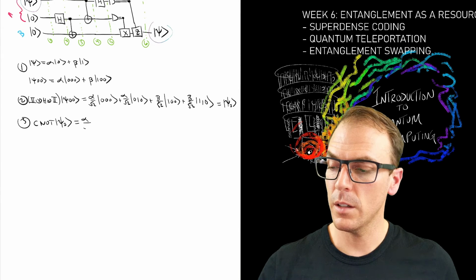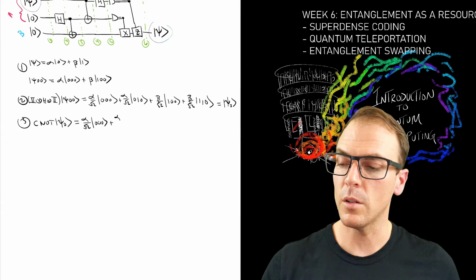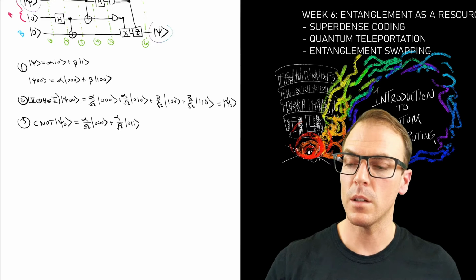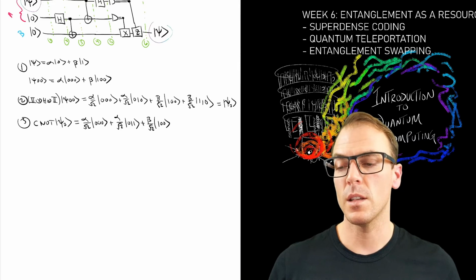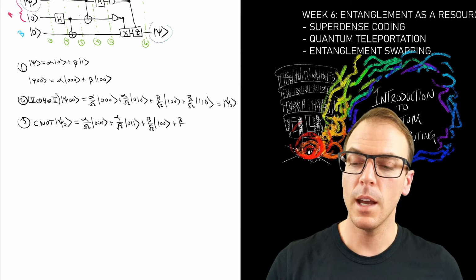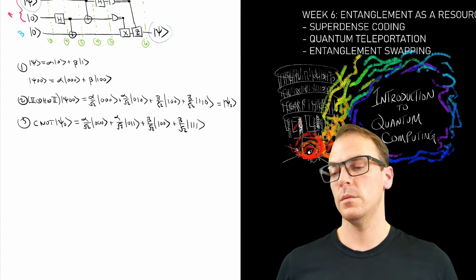So we have alpha over root 2, 0, 0, 0. That doesn't change. Alpha over root 2. And now we have a 1 in the second position, so the third one has to change. Beta 1, 0, 0. In this case, the third qubit doesn't change because the second qubit is 0. And finally, we end up with beta 1, 1, 1.